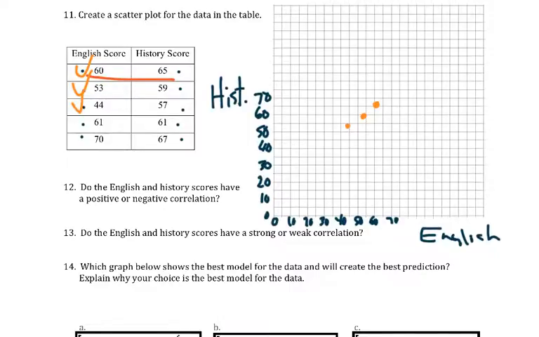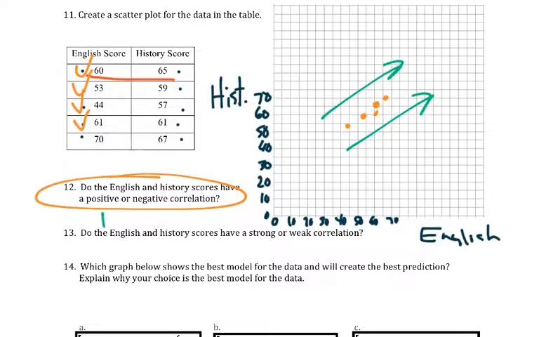61, 61, right about there, and then 70, 67, right about there. Okay, so do English history scores have a positive or negative correlation? Well, we can see it's kind of going up in this direction, so we'd say positive. Do they have a strong or weak correlation? So what would that correlation coefficient be? Well, that's almost a straight line, so it'd probably be like 0.9 something. So it's very strong. Okay, so that's all it was asking us to do on those ones.